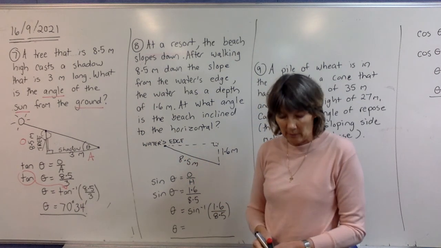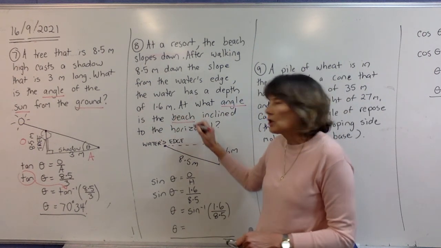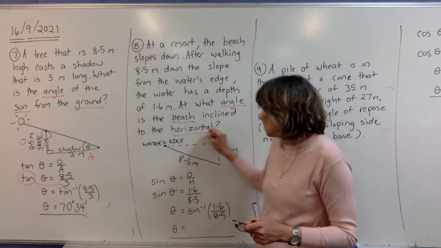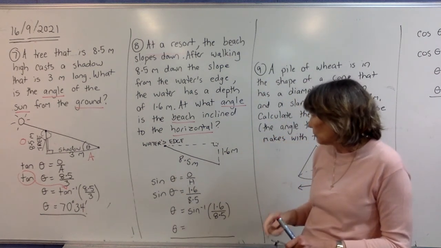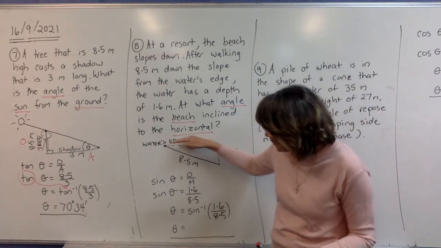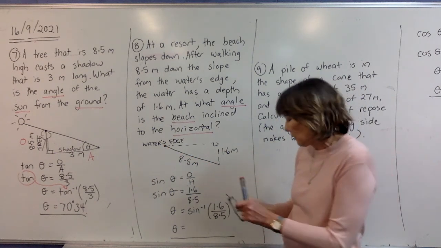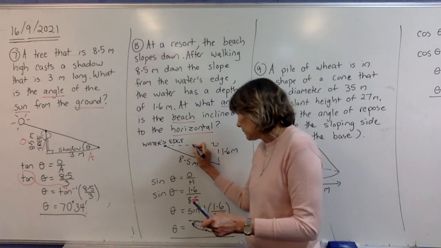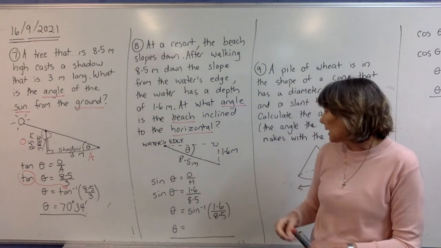What are they asking for? They're asking the angle at which the beach is inclined to the horizontal. So we want the angle between the beach and the horizontal. Okay, here's the horizontal, and this is the beach sloping down. Okay, so we're looking for the angle between those. So put your theta in there. Now let's label our sides.